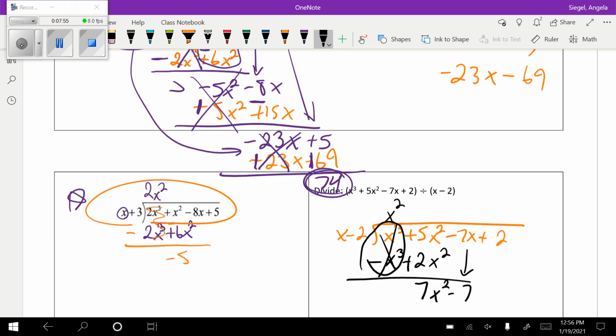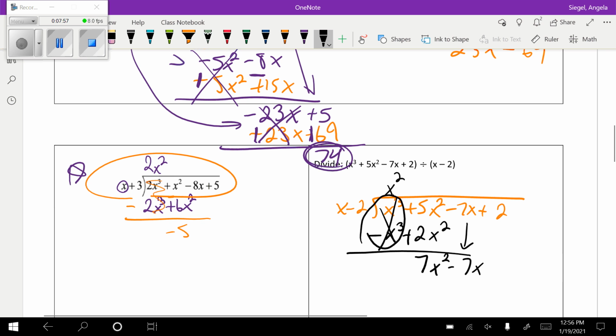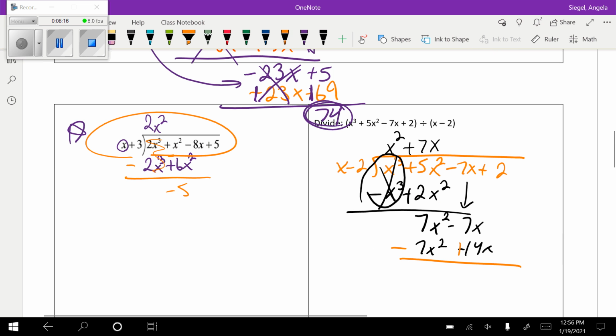minus 7x. So for my next term, I'm missing a 7, and I'm missing an x. So 7x times x is 7x squared. 7x times negative 2 is negative 14x. And then don't forget, you're going to change the signs. So I'm left with 7x and then drop down plus 2.